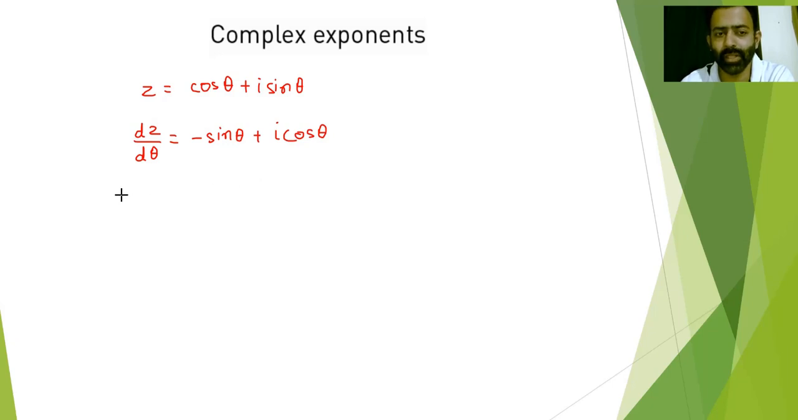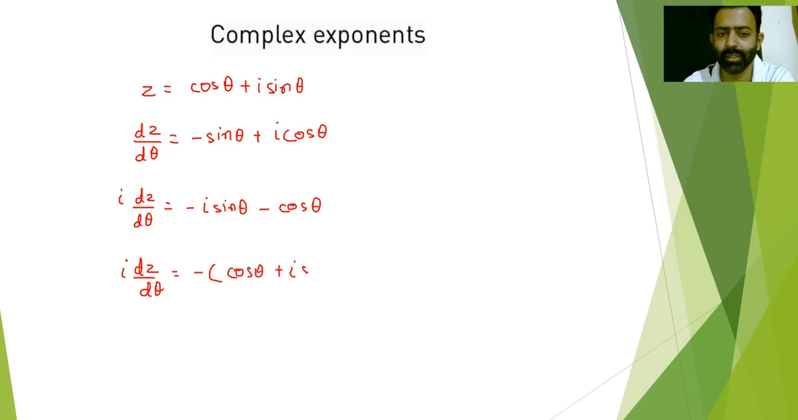Okay. Now what I do is I multiply this equation by the complex number i. So it becomes i times dz by d theta is equal to minus i sine theta. And the moment I multiply i with i, it becomes i square, and i square is minus 1. So this becomes minus cos theta. Now this is i times dz by d theta. Taking the minus sign outside, it becomes minus of cos theta plus i times sine theta.